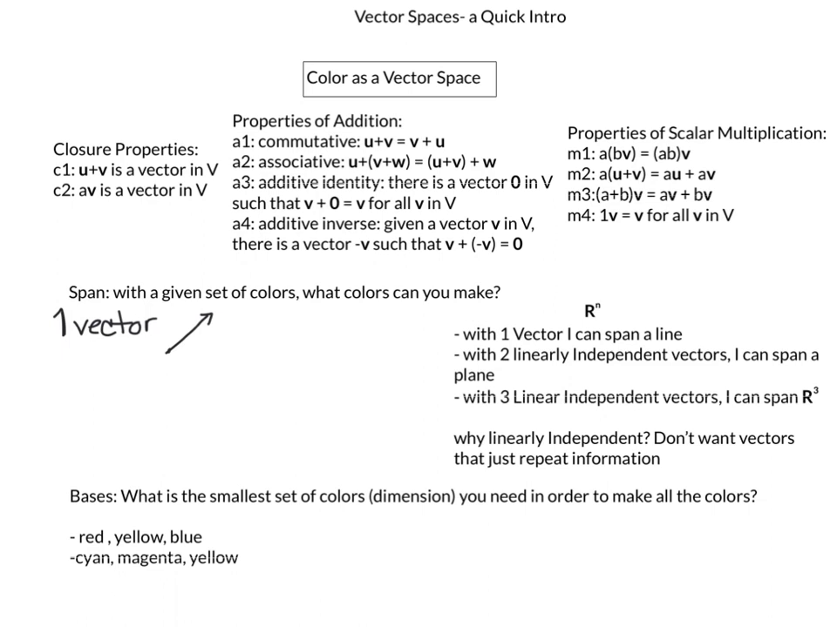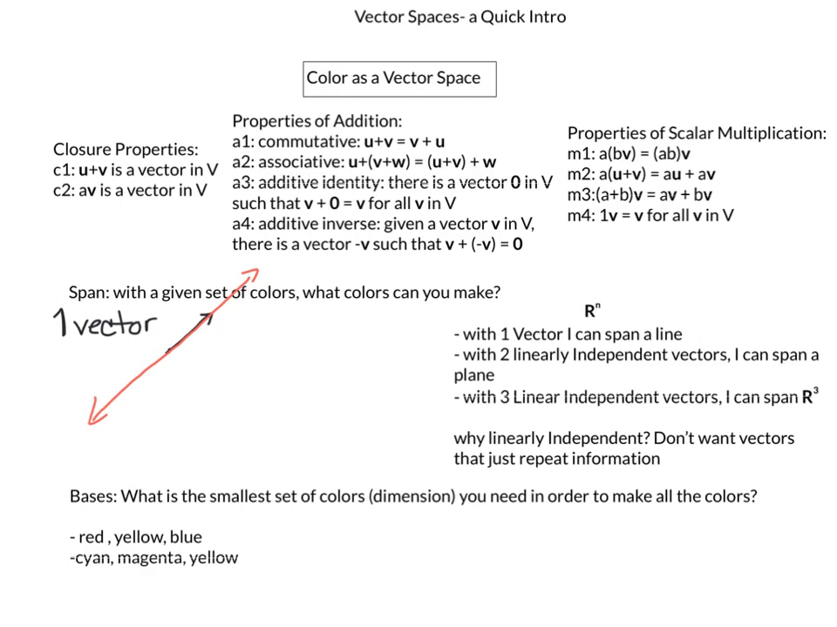So let's say we have one vector, and that one vector can span a line. Let's just say this is my vector, right? I can't add it to any other vector. There's only one vector in my set. So that's the one vector. So what can I do? I can scalar multiply, and I just get a long line. It represents a line.